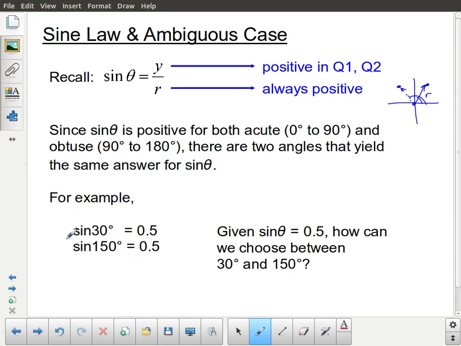Now that's clear enough. Those are two separate expressions that I just evaluated. But what about going in reverse? If I start with sine theta equals 0.5, from what we just talked about, there are actually two possible answers here, 30 and 150 degrees. So how do I choose which one of those is correct? Can I choose which one is correct?